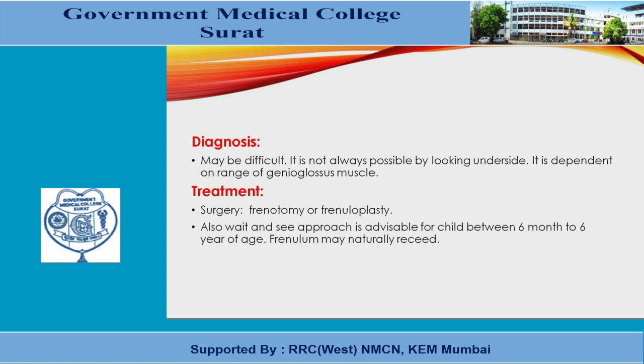It is dependent on the range of the genioglossus muscle. Treatment is done by surgery, frenotomy or frenuloplasty. Also, a wait and see approach is advisable for a child between 6 months to 6 years of age. The frenulum may naturally recede.